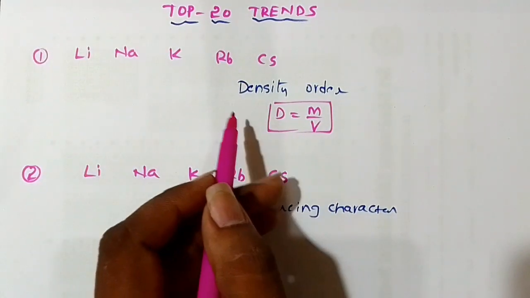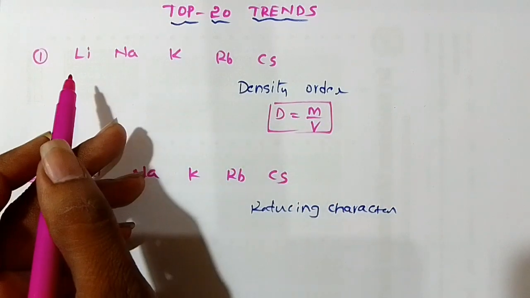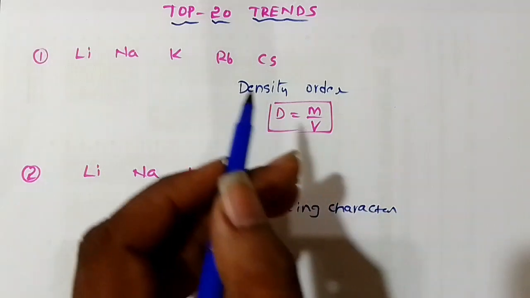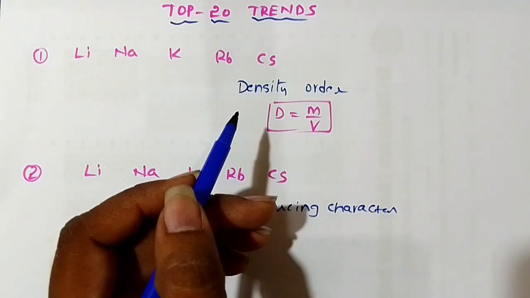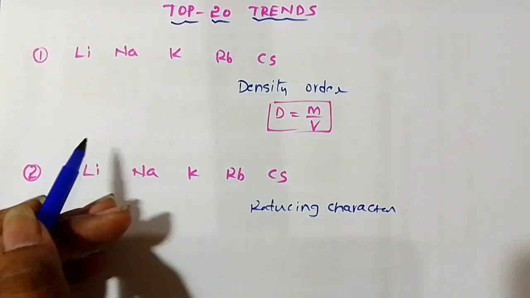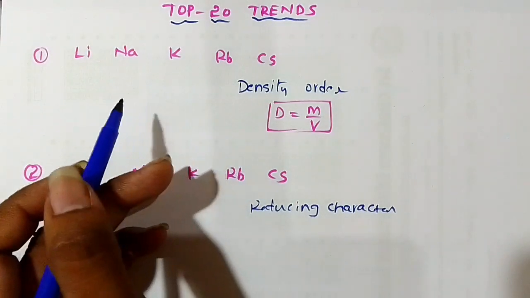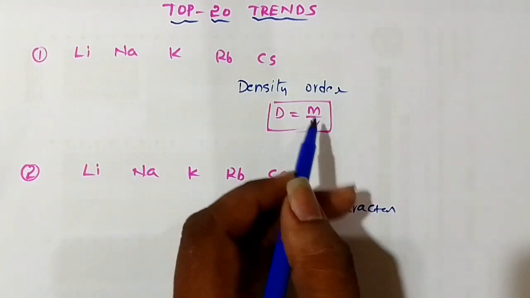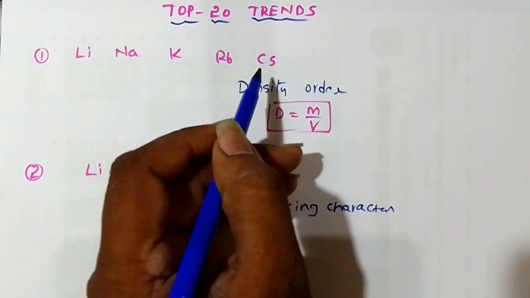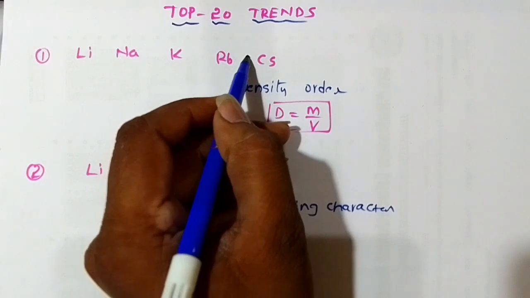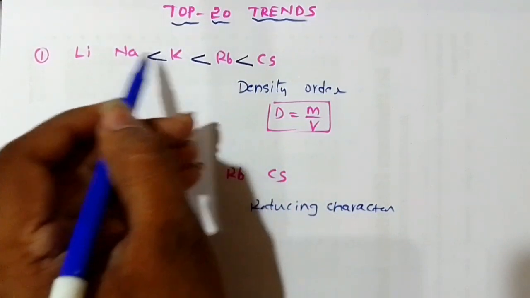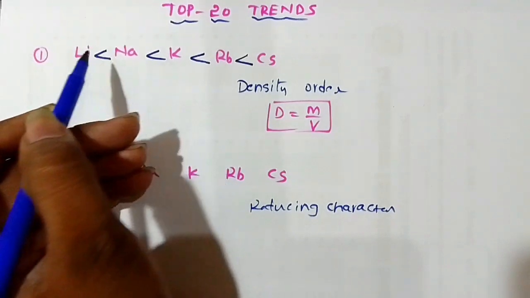First one, we have to find out the density order. Lithium, sodium, potassium, rubidium, cesium are given, the first A group elements. Already you know that in a group from top to bottom, size increases, and at the same time mass also increases. If the mass is more, density is more. Now cesium has more size and more mass, so cesium has more density, followed by rubidium, followed by potassium, followed by sodium, and followed by lithium.